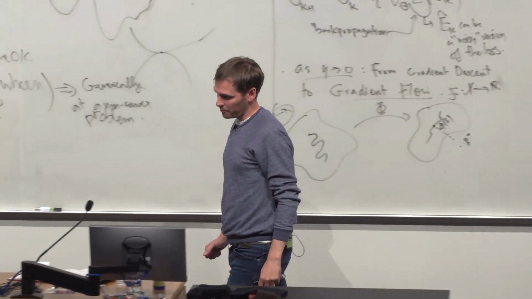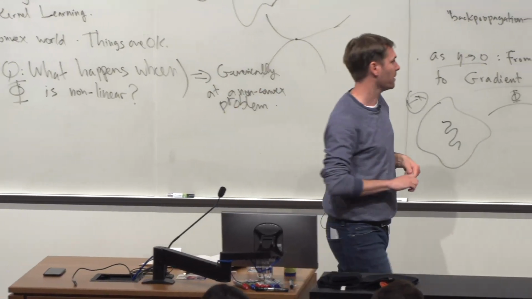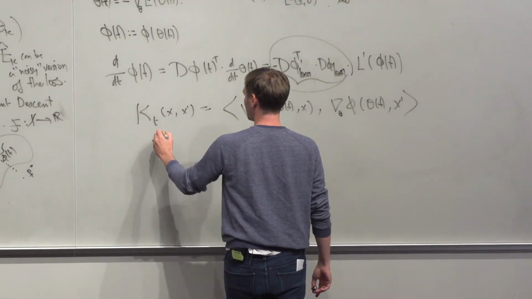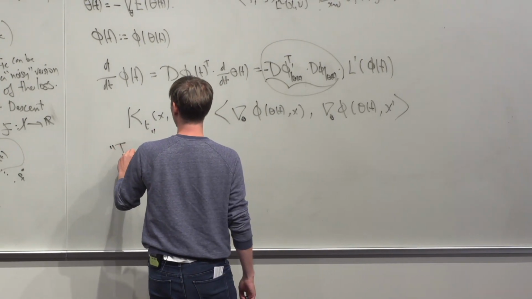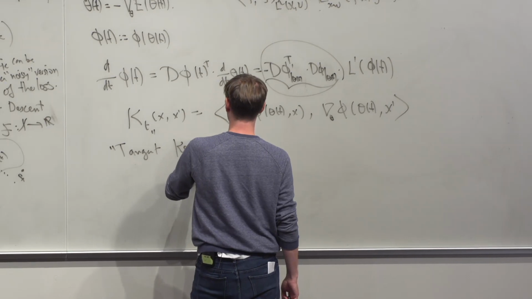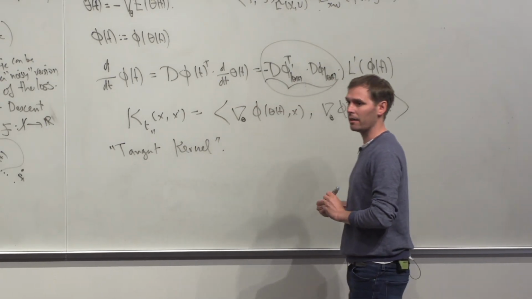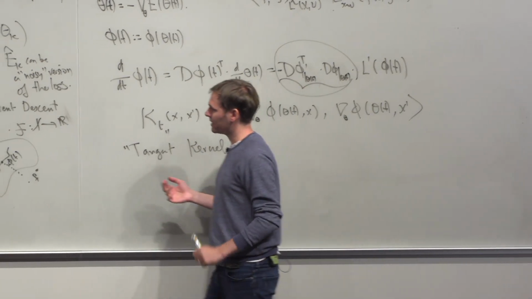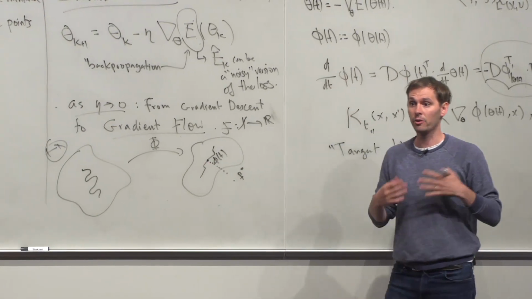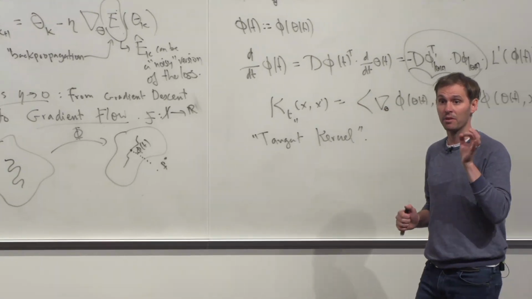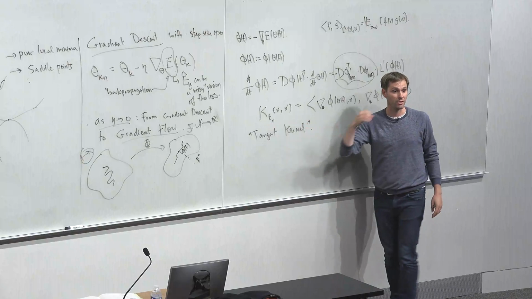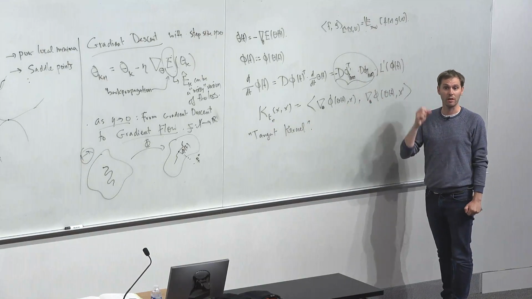Okay, so this we can call the tangent kernel. It's a tangent kernel because you can really see it locally as the change of metric that is incurred by the parameterization at time t, right? So of course, in general this is going to be a kernel that depends on t. It depends on where I am, on the value of the parameter.